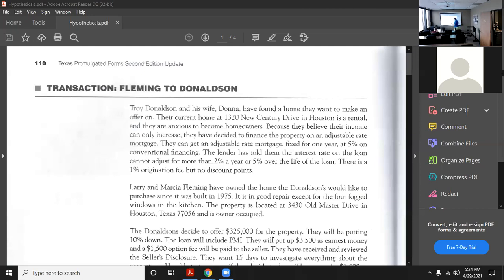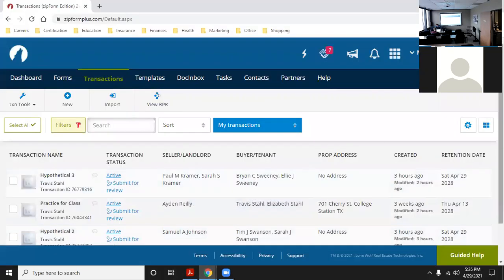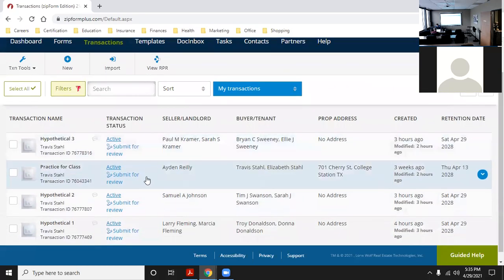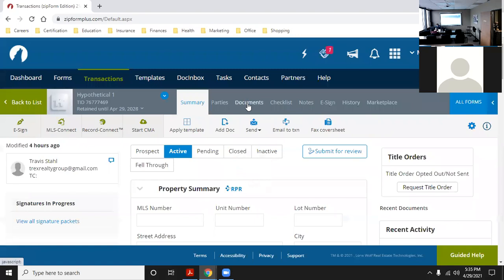So the first transaction, if y'all read it before, is Troy Donaldson and his wife Donna, who have found a home they want to buy, and that home is from the Flemings. They're the ones selling. So I'm going to go ahead and pull up the contract side by side with this, and then we'll go through them individually and fill them out. Hypothetical 1.